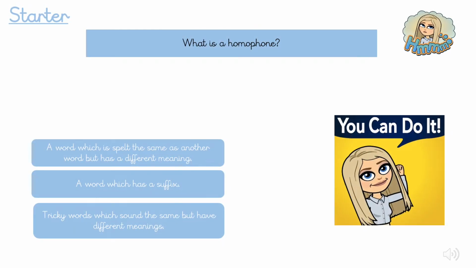Hi, you're free for arriving to Miss Charman's quiz. I'm going to start with question 1. What is a homophone? Is it A, a word that is spelt the same as another word that has a different meaning? Is it B, a word which has a suffix? Or is it C, tricky words which sound the same but have different meanings?